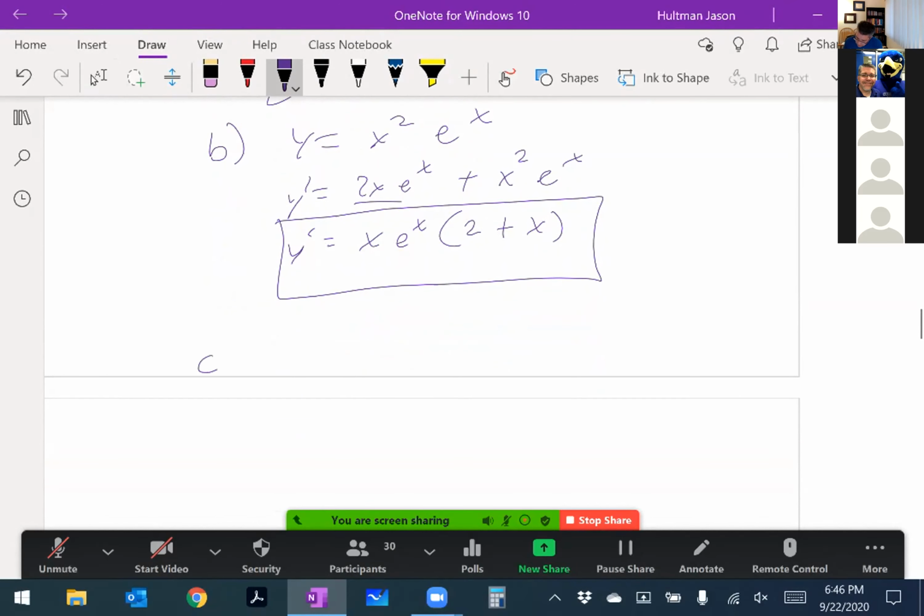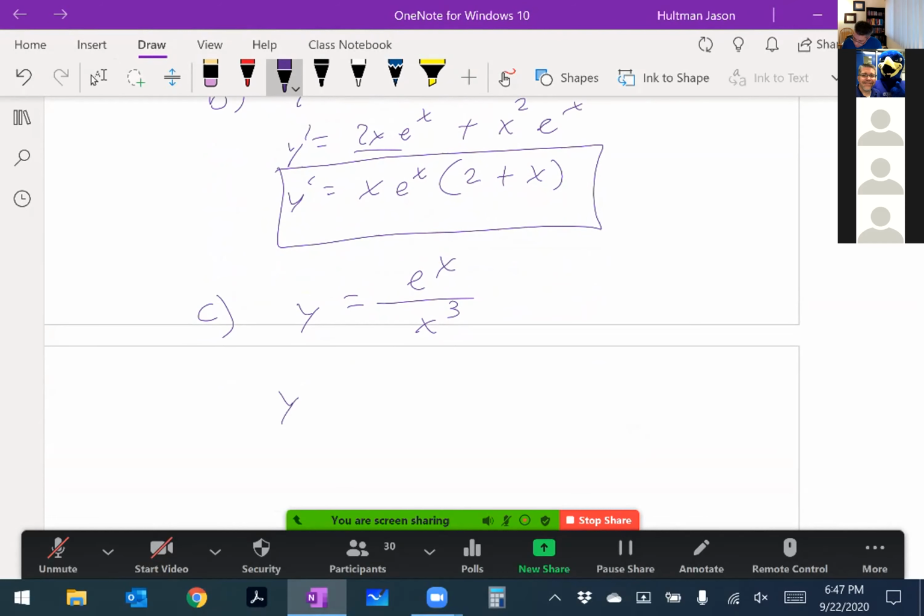Let's look at 1c here. y equals e to the x over x cubed. Now this is going to be a quotient rule. So y prime is the derivative of the top, that's itself, times the bottom, minus the derivative of the bottom, 3x squared, times the top, itself, e to the x, all over the bottom squared.